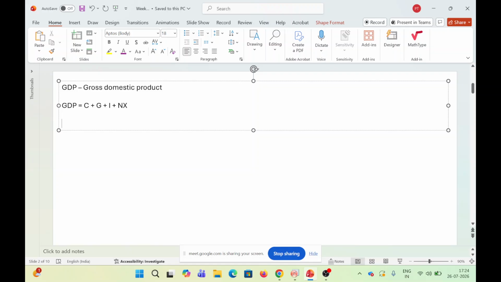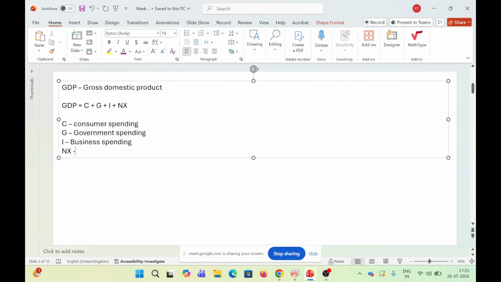So C is nothing but consumer spending, just let me write it quickly. G is government spending, I is your business spending, and NX is nothing but the net exports.